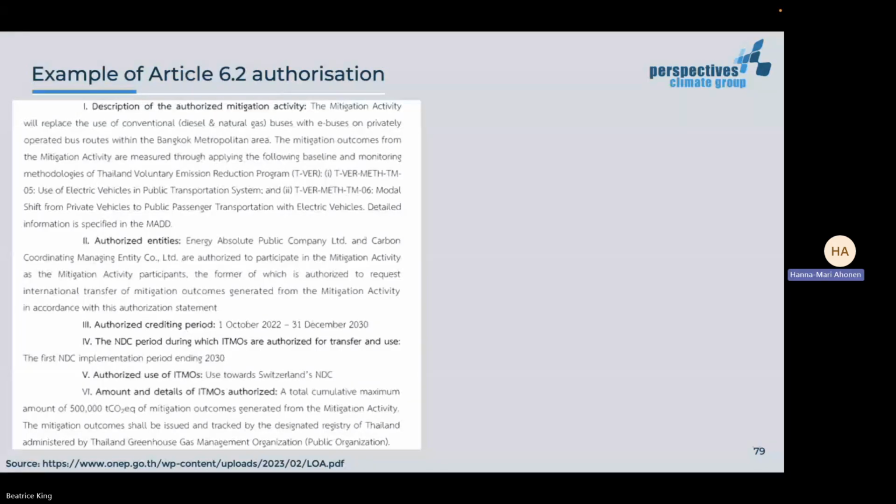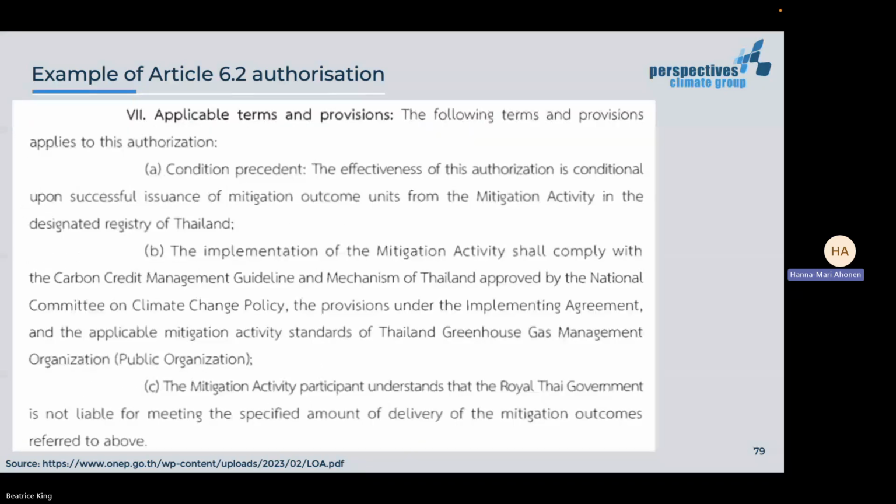So here is an example of an authorization letter, and it says who it's authorized for and for how many years. There was a question on how long, and so the period is here. For now, this example is until the end of December 2030, and it typically needs to be in the same NDC implementation period. And if you click again, there's actually some other quotes. And here are some conditions from this real life authorization letter.